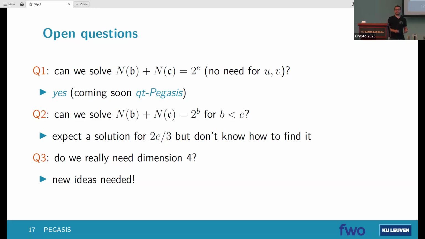The first question is, can we get rid of U and B? And this was a big issue, as we saw before, because they impose a lot of constraints. And it turns out that we can. We have a coming soon work called Qt Pegasus, where we remove U and B from the norm equation. So that's already a big step forward, especially because now we don't need Elki's isogenies.